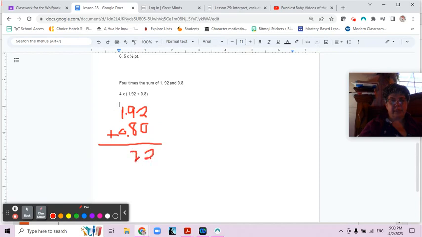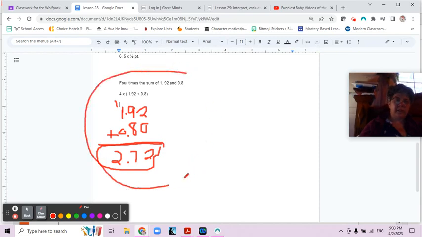9 plus 8 is 17. Carry the 1. 1 plus 1 is 2. Decimals come straight down in addition. So 2 and 72 hundredths is your answer. Please circle it on station 2. Make sure you have all of this written in station 2.